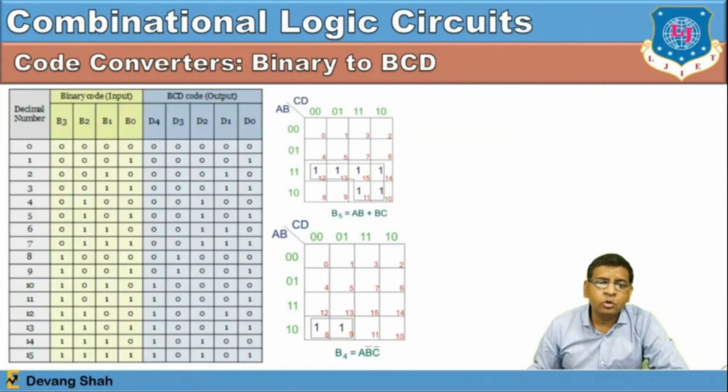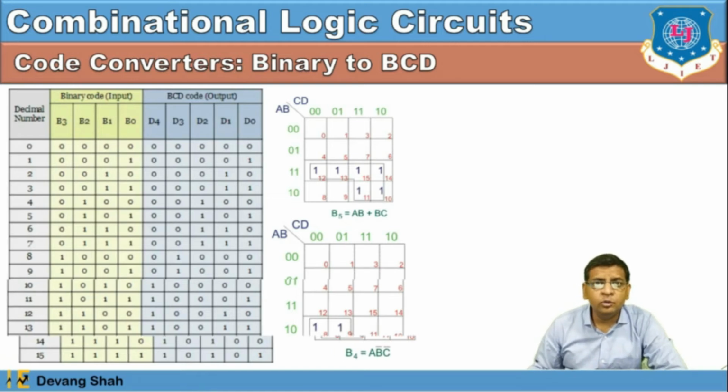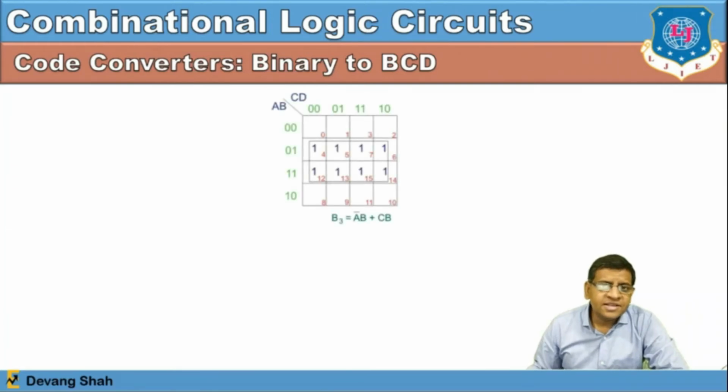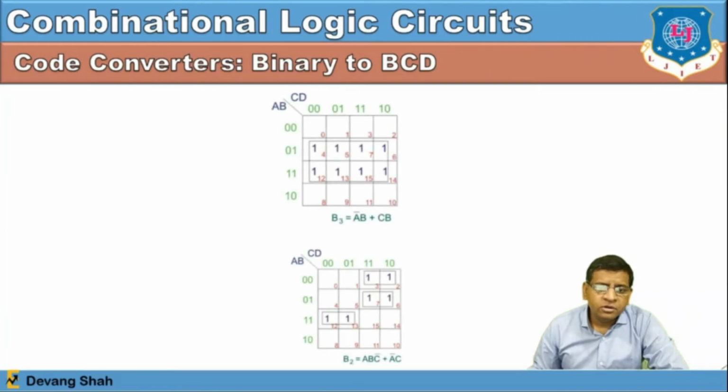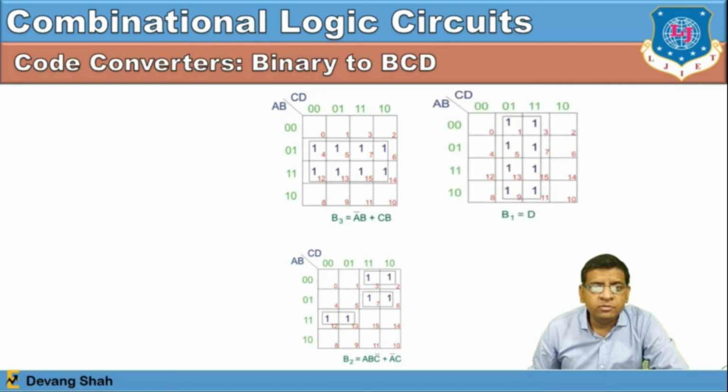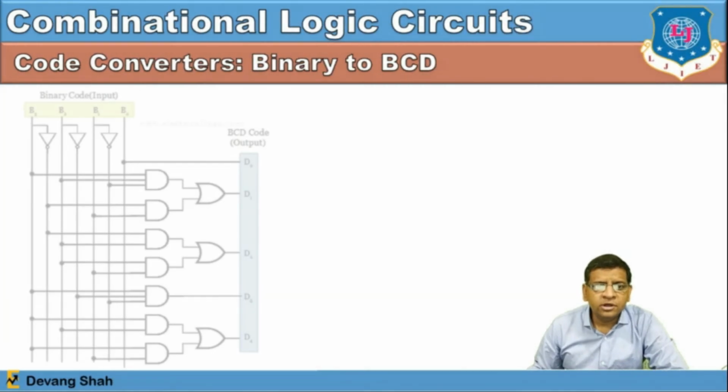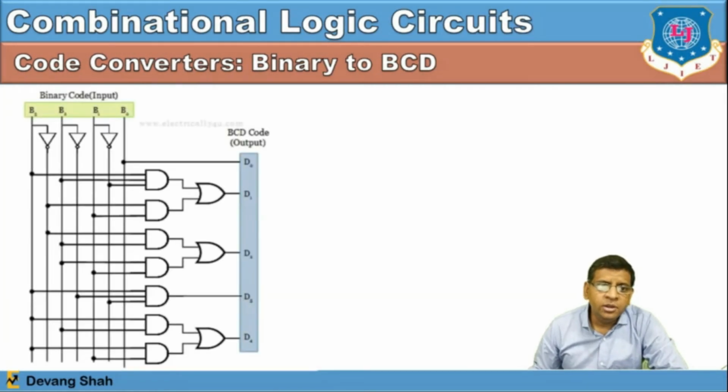All K maps have corresponding Boolean functions, like B5 is AB plus BC, B4 is A into B bar into C, B3 is A bar into B plus C into B, B2 is A into B into C bar plus A bar into C. Same way B1 is equal to D, and if you implement that particular function, you can check this B0, B1, B2 and B3 as such. The final D0 is B0, so it's just a straight line, and after that all are following Boolean functions of the conversion.